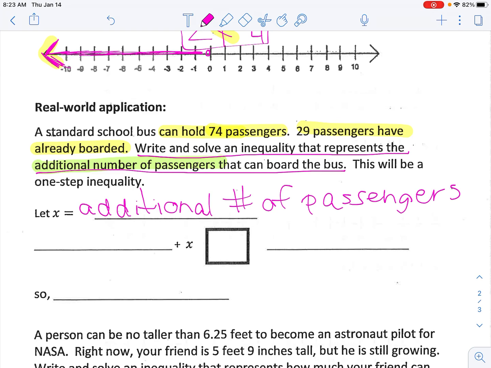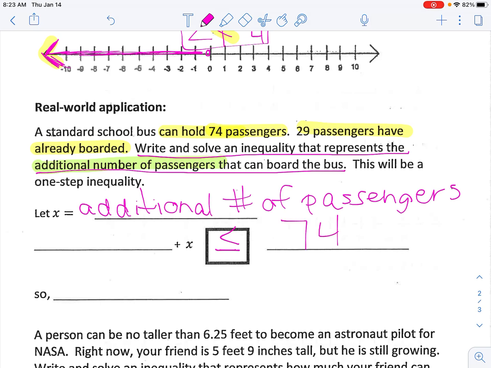Okay, so think about these seats on the bus. The bus can hold 74 passengers. So can the bus hold 74? Yes. Can the bus hold less than 74? Yes. Can the bus hold more than 74? No. So the number of passengers could be equal to 74, or the number of passengers could also be less than 74.